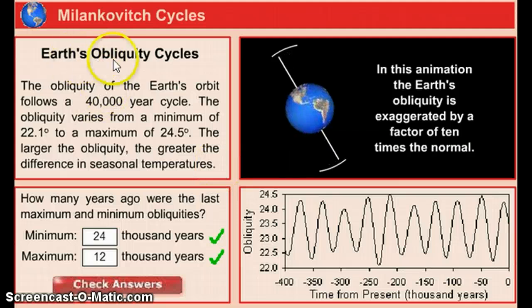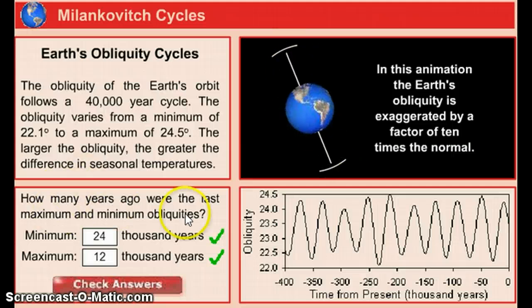So here we see the obliquity cycles. The obliquity for the Earth's orbit follows a roughly 40,000 year cycle. This variation is going to be from around 21 degrees to about 24.5 degrees. The larger the obliquity, the greater the difference in seasonal temperatures. In this animation, the obliquity is exaggerated just to show you what's happening with this axial tilt change.